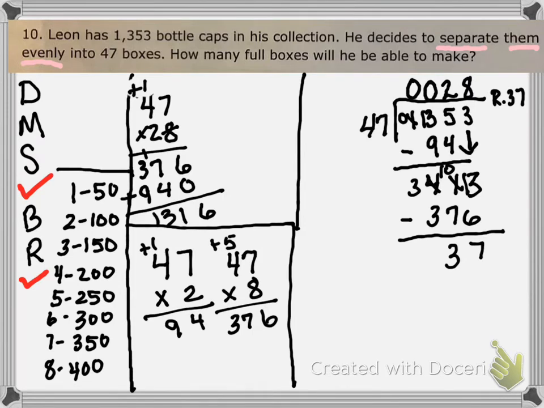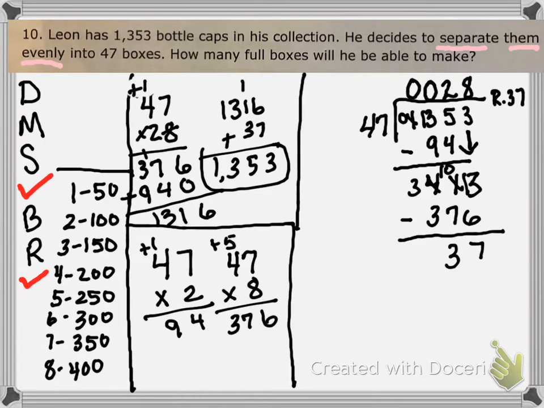Now, I had a remainder, so in order to get my numbers to work out, I have to add that remainder back in for my check. So I'm going to add plus 37. And 6 plus 7 is 13. Regroup my 1. And 2 plus 3 is 5. 3. And there we go, 1,353.